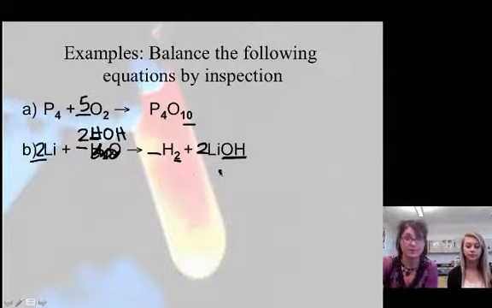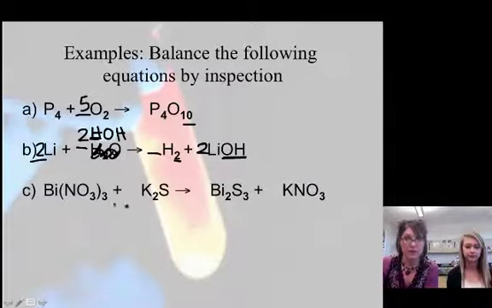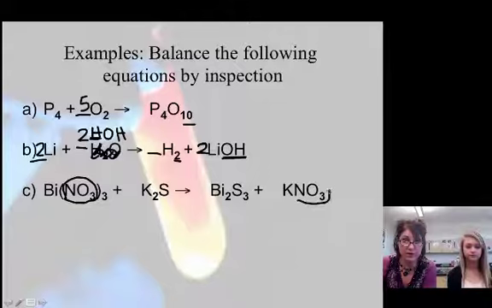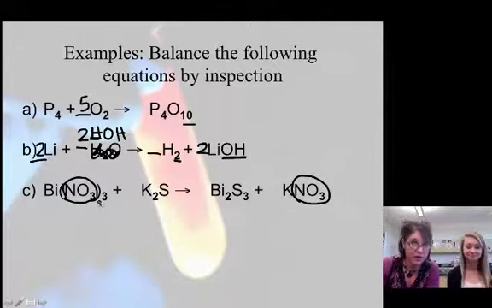We've got it balanced now. That worked. All right, I'm going to circle nitrate because this is my polyatomic ion. We want to keep it together. It's a family. You can't break apart my family. That would be mean. All right, I have 3 nitrates and only 1 nitrate.